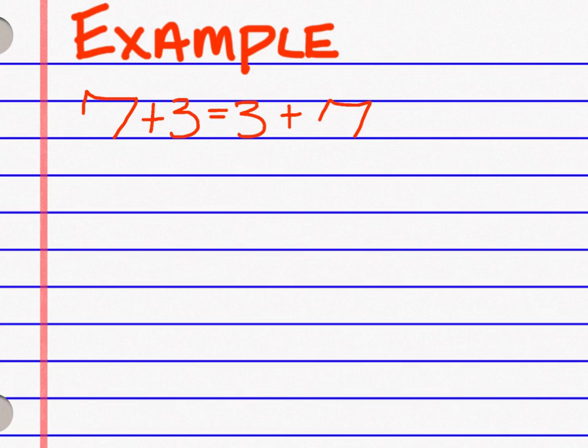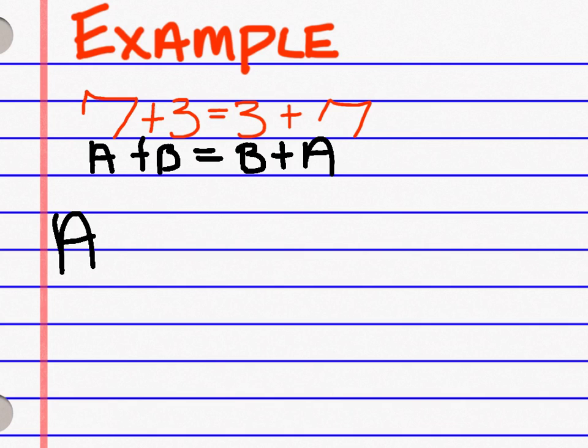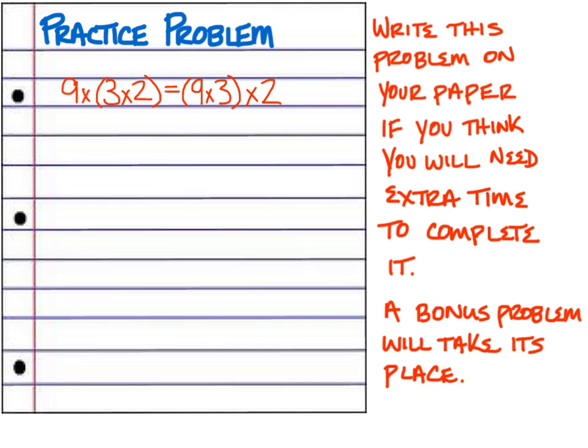Okay, example problem number 2 or 4, I think. Okay, 7 plus 3 is equal to 3 plus 7, so that's A plus B equals B plus A. This is the commutative property of addition, that's right, so it's letter A on your handout. 7 plus 3 is 10, and 3 plus 7 is 10. So, okay, next practice problem.